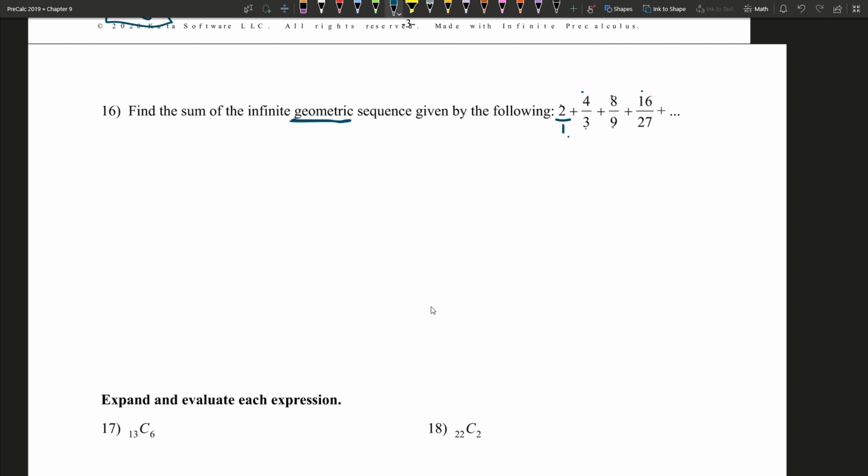Okay, the numerators are all doubling, so it's 2 to the nth power, right? First term is 2, 2 to the first. Second term is 4, 2 to the second. Third term is 8, 2 to the third, and so on, right? The bottom are powers of 3, but we need n minus 1 instead of just n.